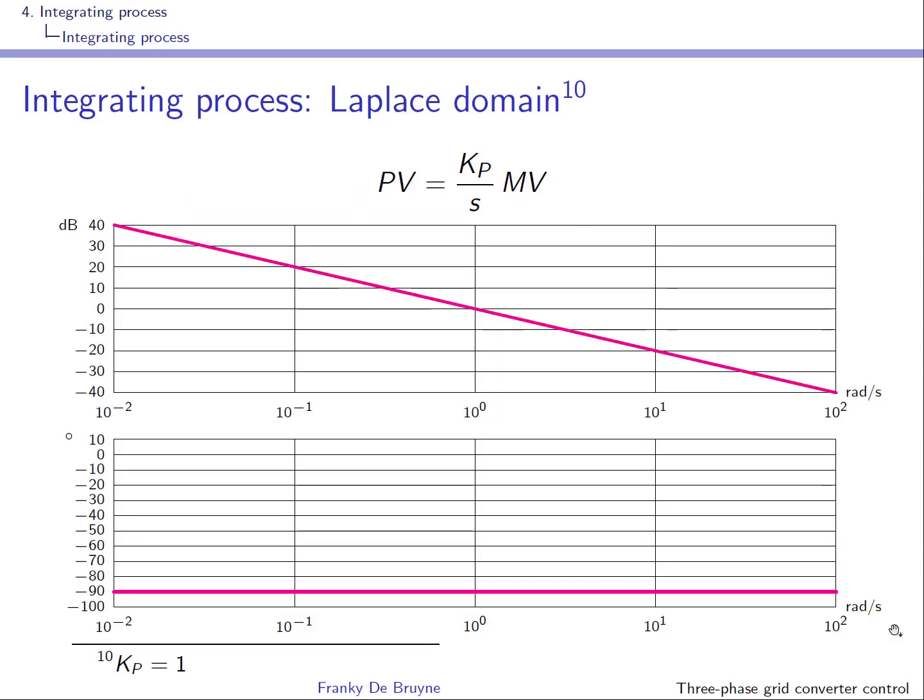Well, this is the Bode diagram of the integrating process. Remember that you replace s by j omega. Then you compute the module, and then you compute the argument. If you do that, you will see that the module will be decreasing with frequency, so you have a slope of minus 20 dB per decade, and you will see that the argument, because you have 1 over j omega, is minus 90 degrees. But this is something that you've seen in other courses.